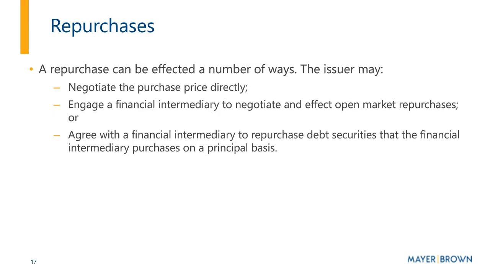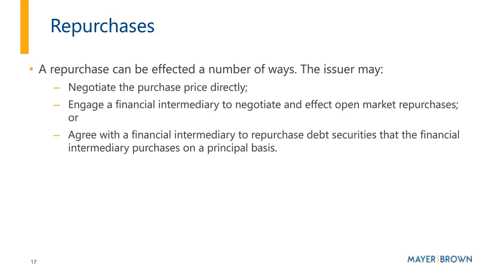Where a bond indenture does not permit the bonds to be redeemed, or the redemption price isn't attractive to the issuer, an issuer may instead look to repurchase the bonds in the open market. A repurchase can be effected in a number of ways. The issuer may negotiate the purchase price directly with the holder. The primary limitation of this method is that the issuer must know who the holder is, which isn't always the case. The issuer can also engage a financial intermediary to negotiate and effect open market repurchases.